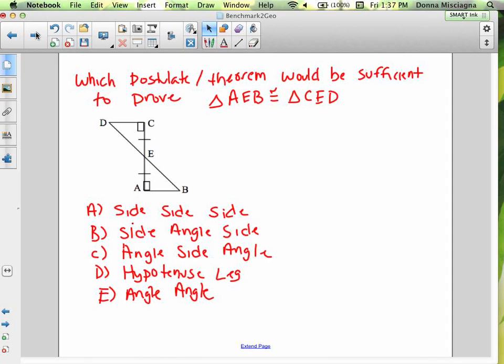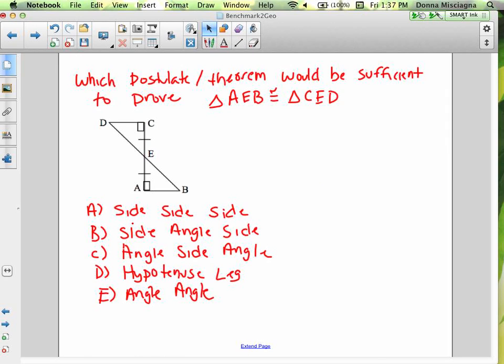Which postulate or theorem would be sufficient to prove triangle AEB is congruent to triangle CED? It's not important to you whether it's called a postulate or a theorem, so long as you know the basic names of these. Now you should see you have a pair of corresponding angles. Let's write this out just to make sure everybody sees it.